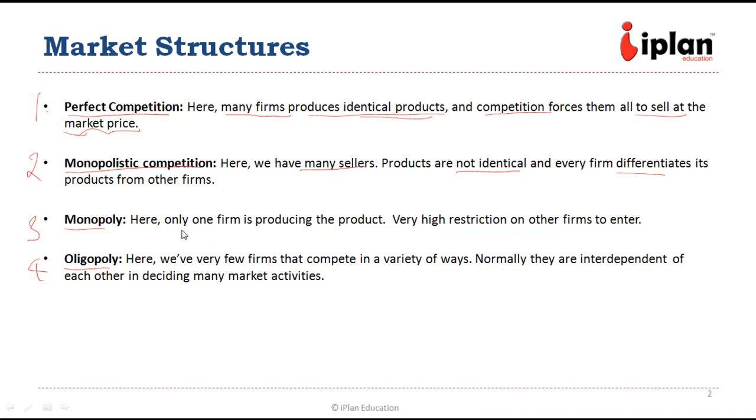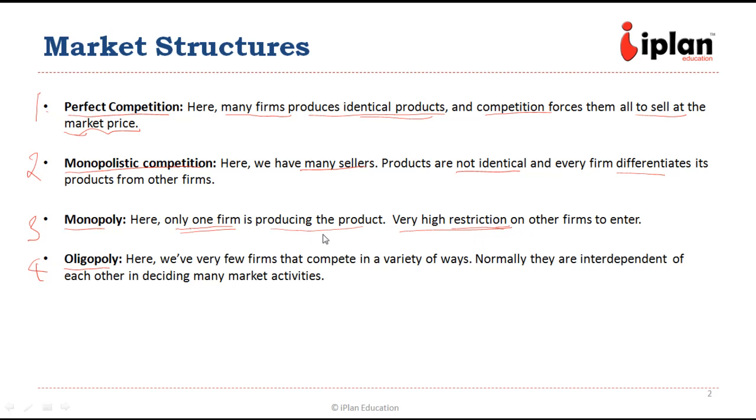The third is monopoly, where only one firm is producing the product, so the buyers do not have any choice; they have to go with the same firm. There are very high entry barriers or restrictions, so many other firms cannot enter the market even though the profits being earned by the companies are very high. So the quantity produced is less and the price is higher in the case of monopoly.